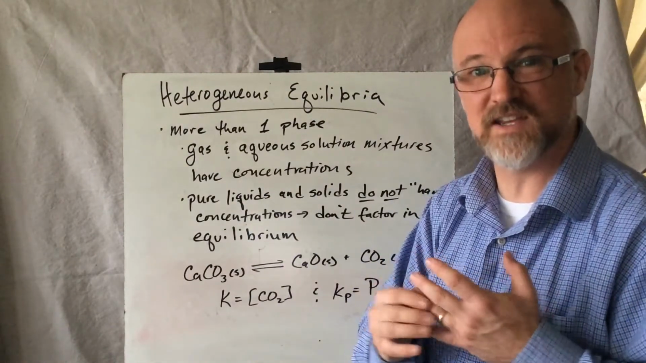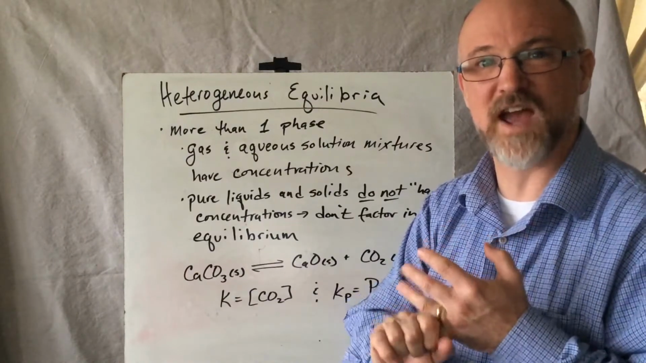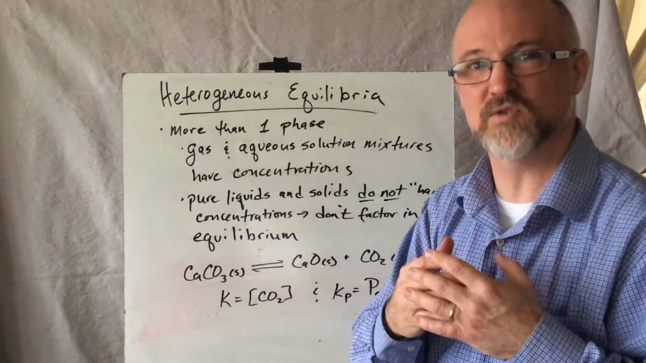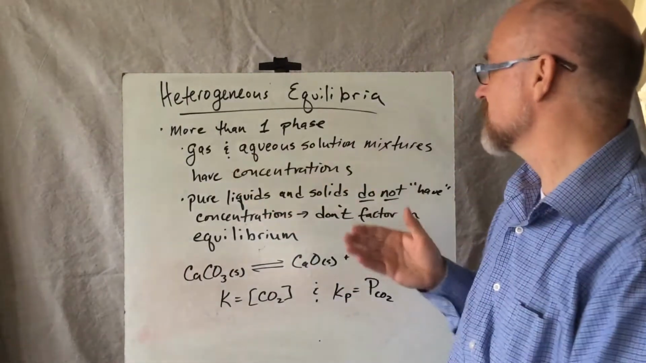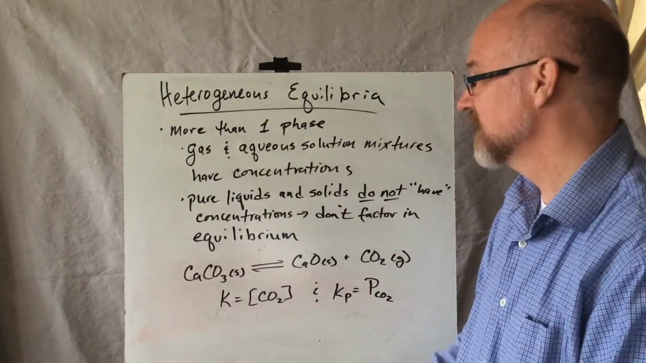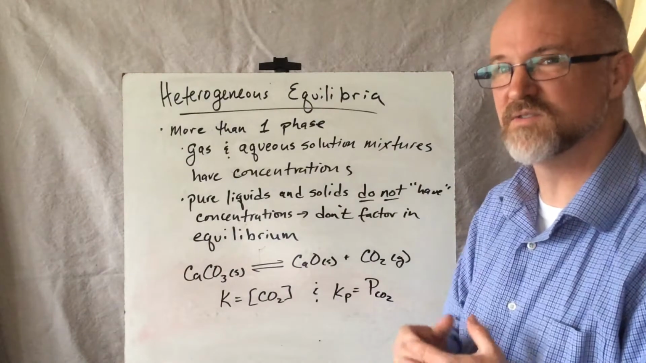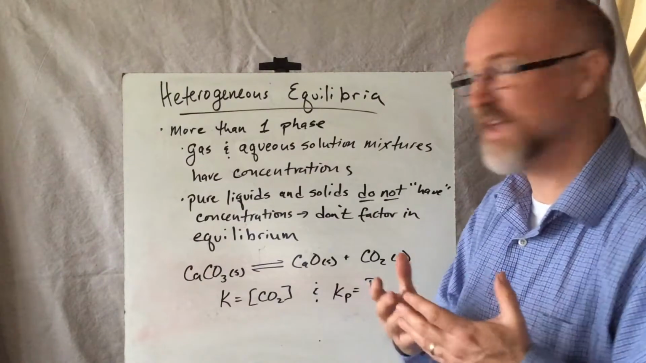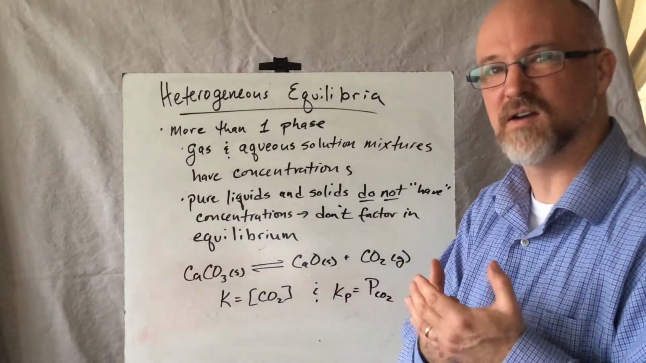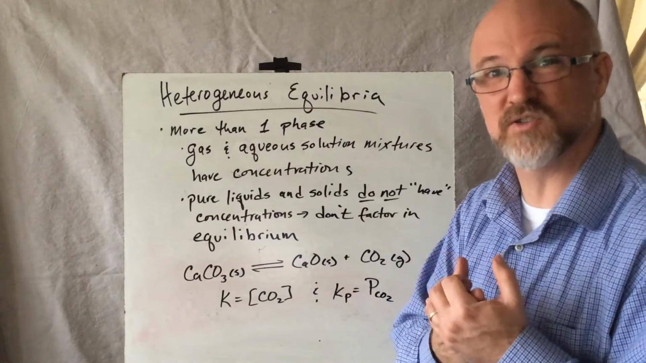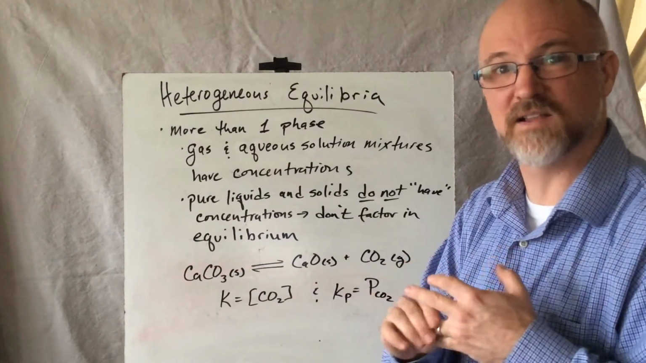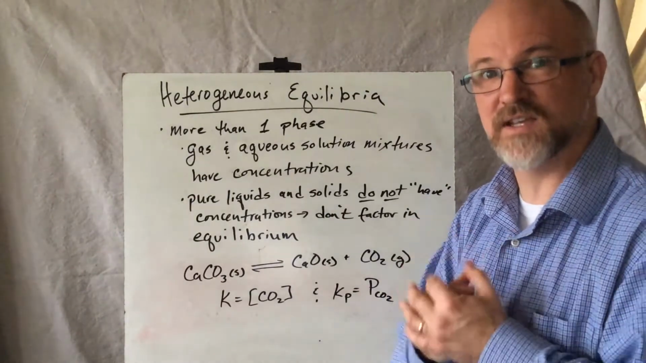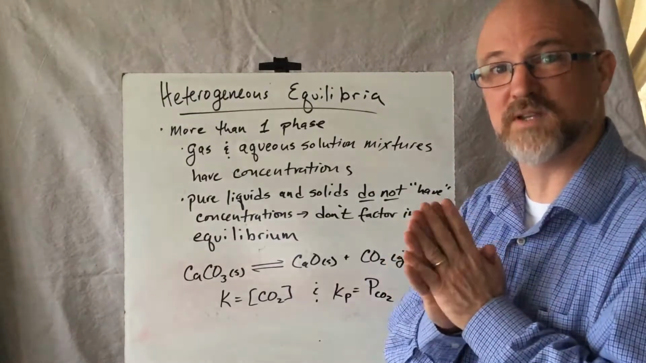Everything is in the same phase, and we're either talking about a mixture of gases or we're talking about things in solution, so mixtures of solution, things that have concentration. So gas and aqueous solution mixtures have concentrations. Pure liquids and pure solids do not have concentrations because they're not mixtures, they're a pure substance. So what that means is, since we base our equilibrium calculation on concentration, pure liquids and pure solids, and this is experimentally observed to be true, do not factor in to where the equilibrium point is.